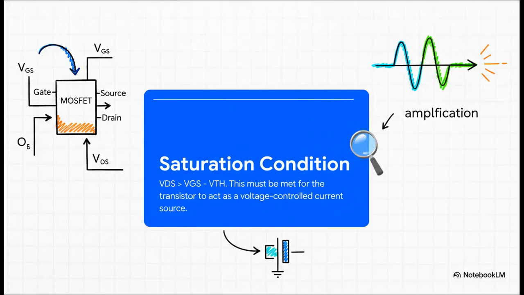And the whole goal of this setup, the whole point of biasing, is to get the transistor into its sweet spot. We call this the saturation region. I want you to think of it like a super responsive faucet. When you're in this region, a tiny little turn of the knob, that's your gate voltage, gives you precise, linear control over the flow of water, which is your drain current. And that precise control, that is the magic we need for amplification.